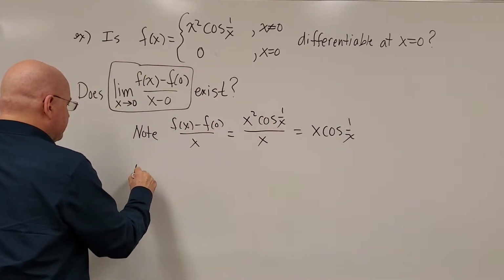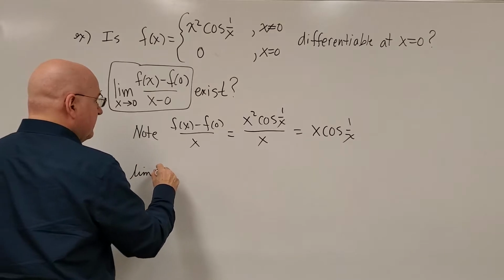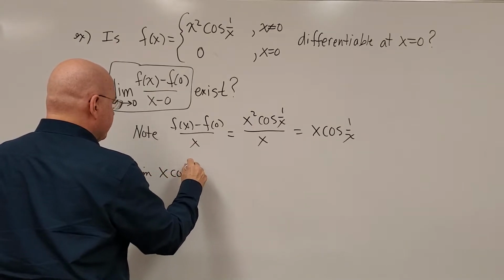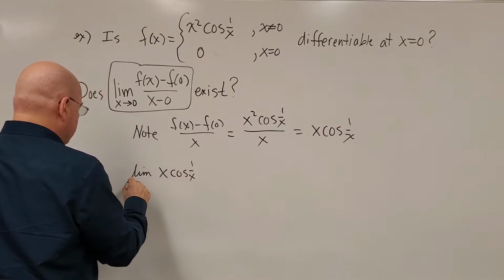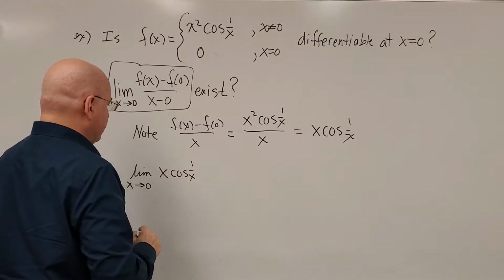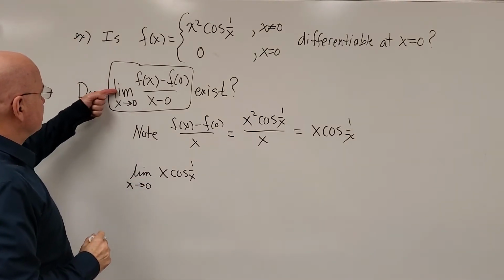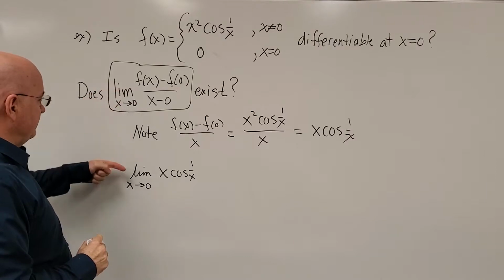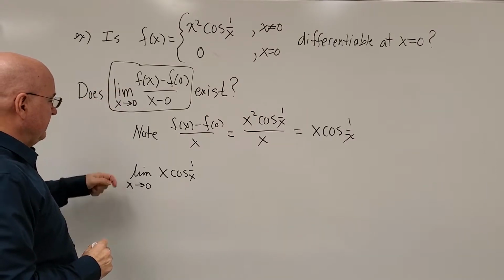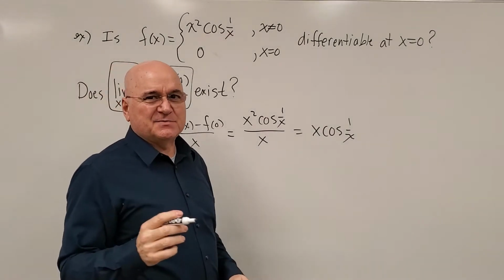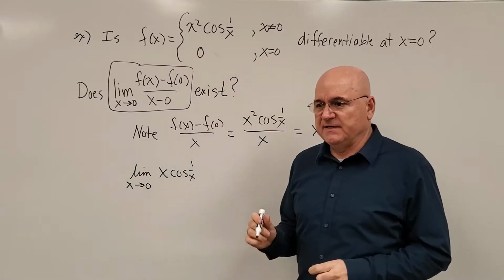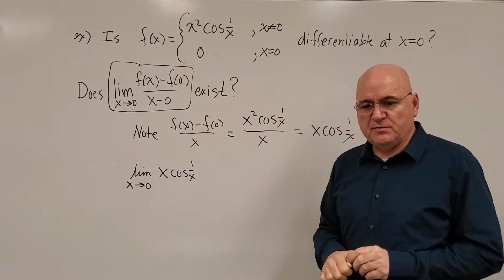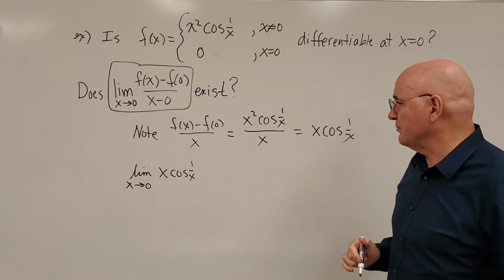So does the limit of x times cosine 1 over x as x goes to 0 exist? This question has now been simplified to this. And in fact, it does. We've seen problems like this. I don't recall if I proved it in class or if you did it for a homework problem.